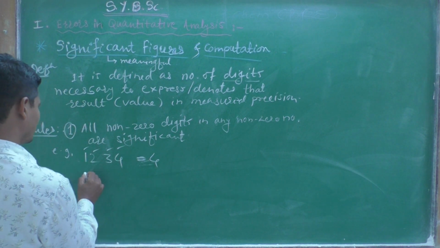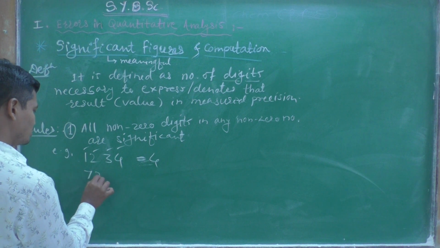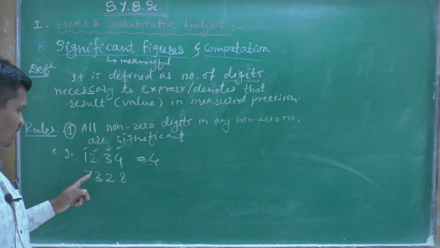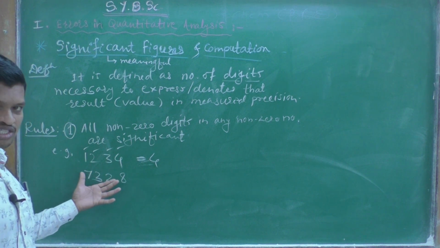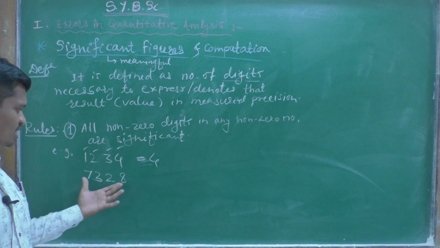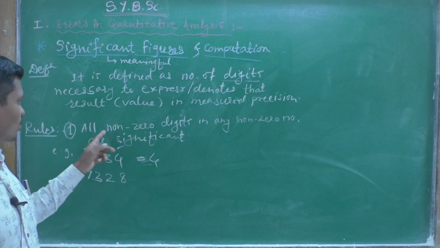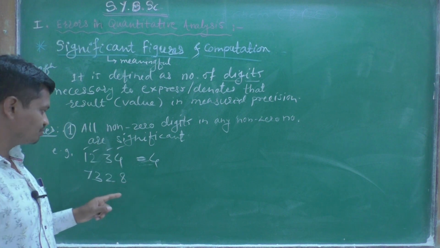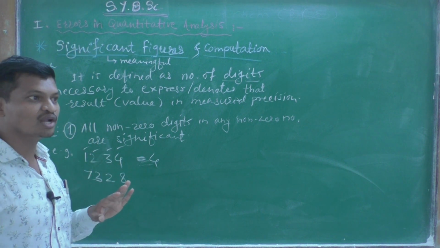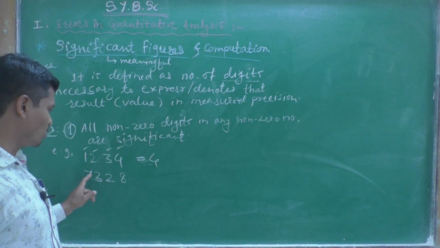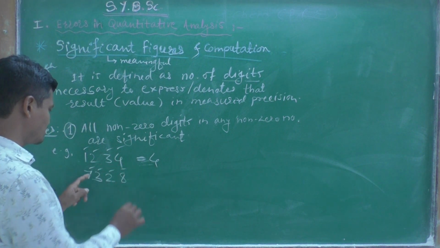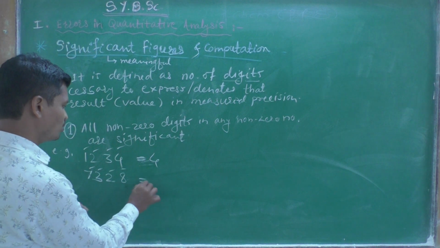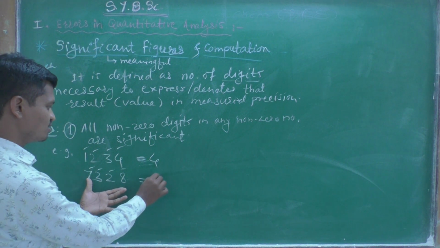Take another example, 7328. How many digits are there? 1, 2, 3, 4. All digits are non-zero, so all are significant. We cannot neglect any number out of these 4. So the significant figure of this number is again 4.